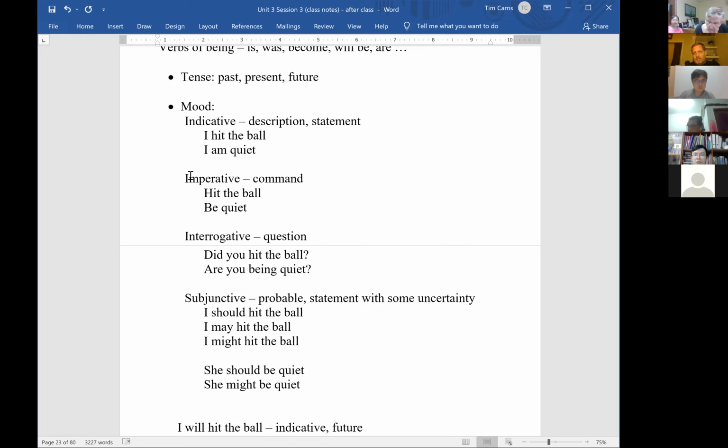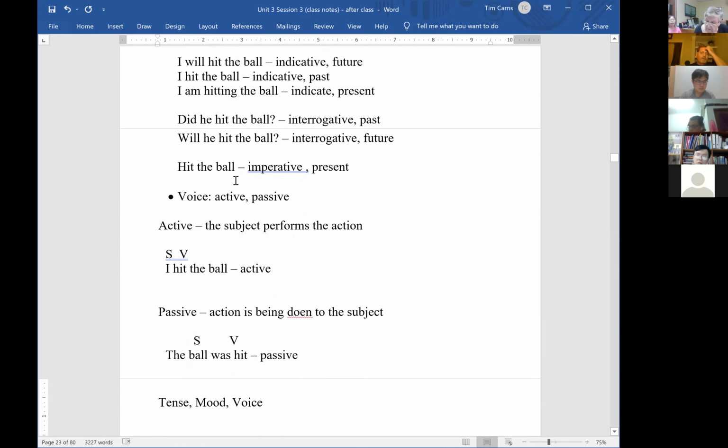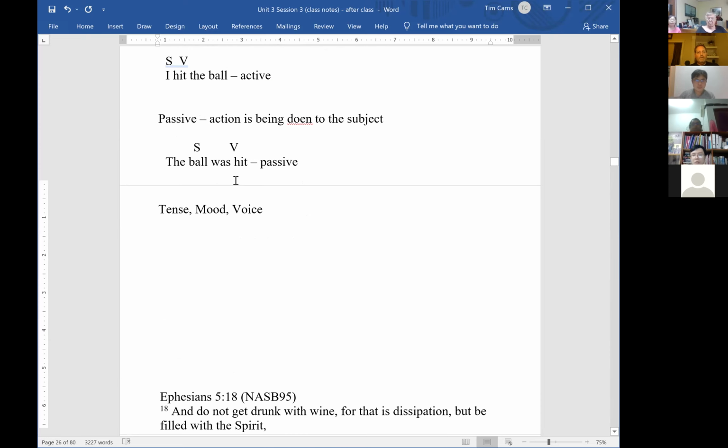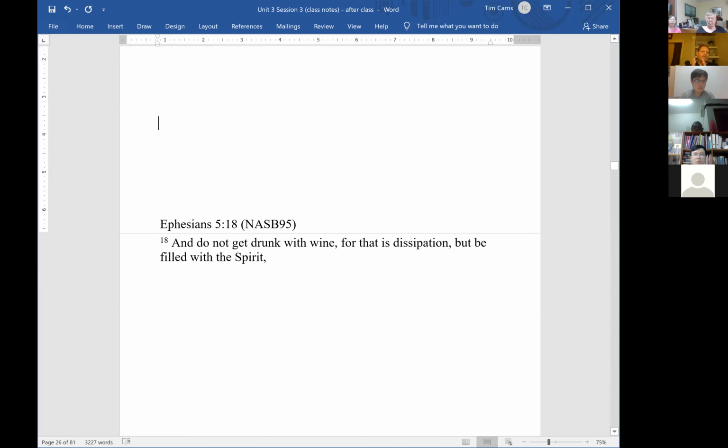And then also the tense is important. Is it something happening now or will happen or already has happened? And then the voice as well. So let me show you a passage that I think is familiar to us. I think this passage will indicate the importance of understanding these three characteristics of the verb. All right. So Ephesians 5:18. Do not get drunk with wine, for that is dissipation, but be filled with the Spirit.